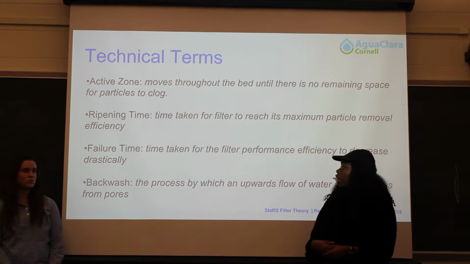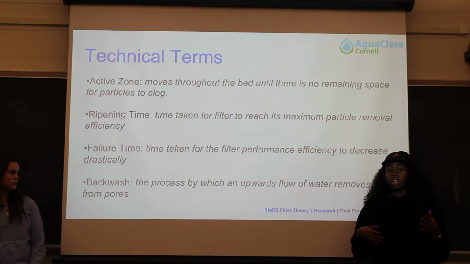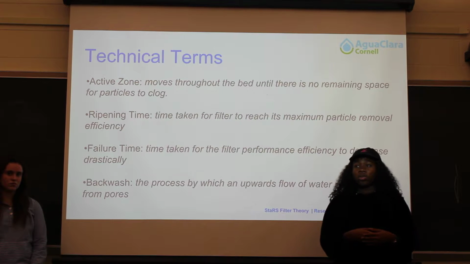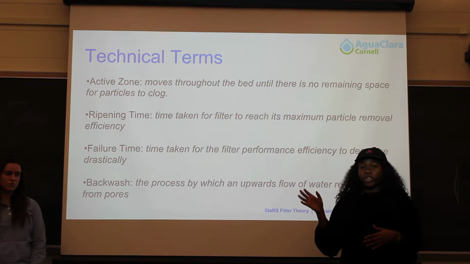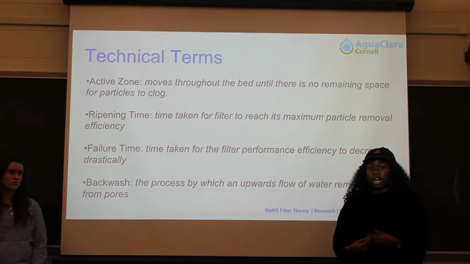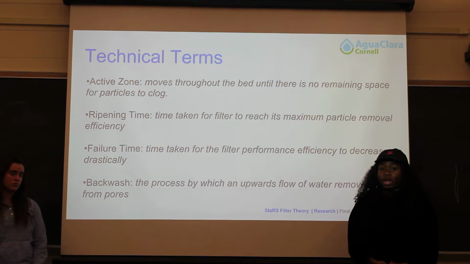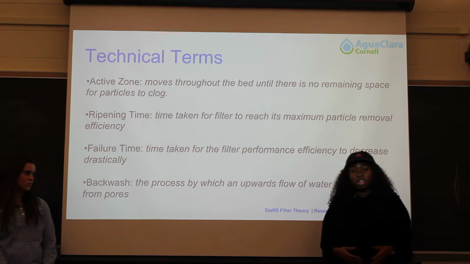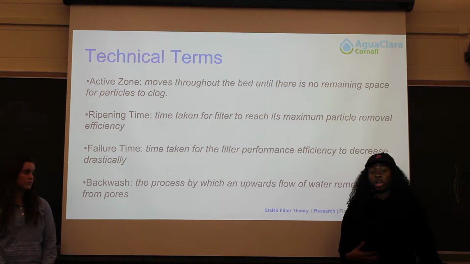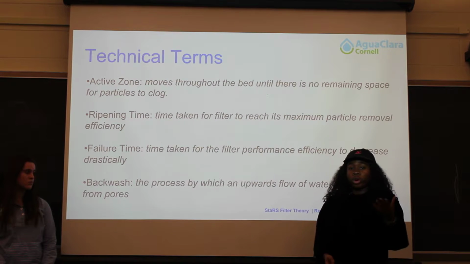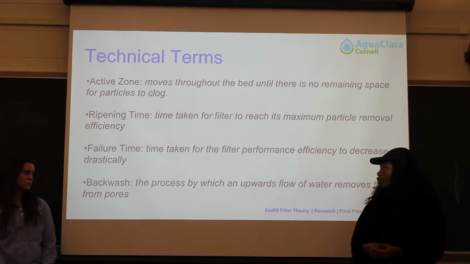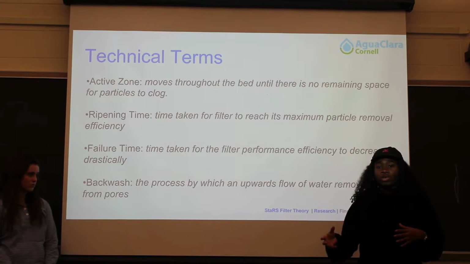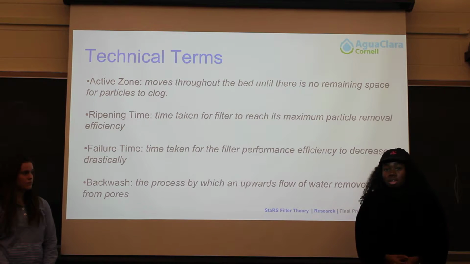And then failure time is the time taken for the filter to have, we see an increase in effluent turbidity, and that's an indicator to us that our filter is no longer performing at maximum efficiency. And then backwash, this occurs at the end of the experiment, and this is the process where there's an upward flow of water to remove any of the flocs from the pores in the sand.